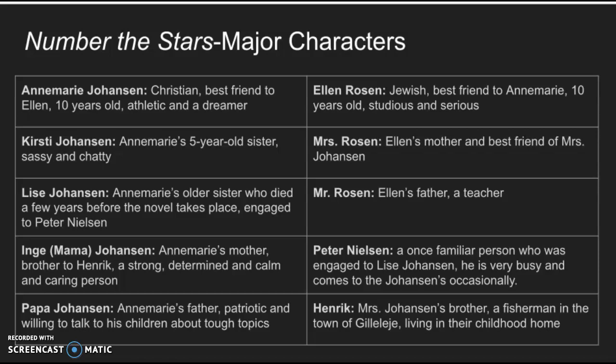Lise Johansen is Anne-Marie's older sister, who passed away a few years before the novel takes place, and she was engaged to a boy named Peter Nielsen. Inge, or Mama, Mrs. Johansen, is Anne-Marie's mother and a sister to Henrik, a strong, determined, calm and caring person. Papa Johansen is Anne-Marie's father, who is very patriotic. He prides himself in being a Dane, or a Danish person, and is willing to talk to his children about tough topics. Ellen's parents are Mrs. Rosen and Mr. Rosen. Ellen's mother and best friend of Mrs. Johansen is Mrs. Rosen, and Mr. Rosen is Ellen's father and a teacher.